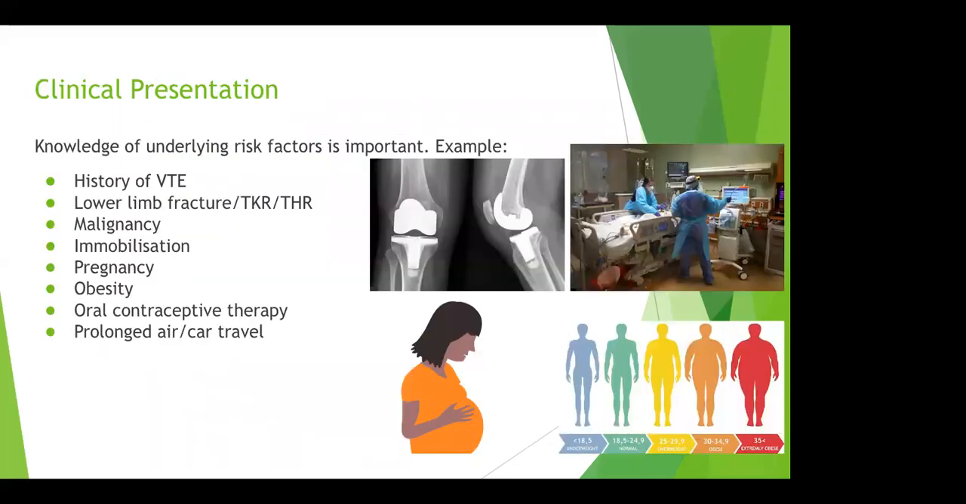As for the clinical presentation, it's important to know whether patient has any risk factor for PE, the usual risk factors that we look for, like a previous history of VTE, any lower limb fractures, post hip replacement or knee replacement, any malignancy, whether the patient has prolonged immobilization, whether the patient is pregnant, or obese, or any prolonged air or car travel, or whether any OCP use.